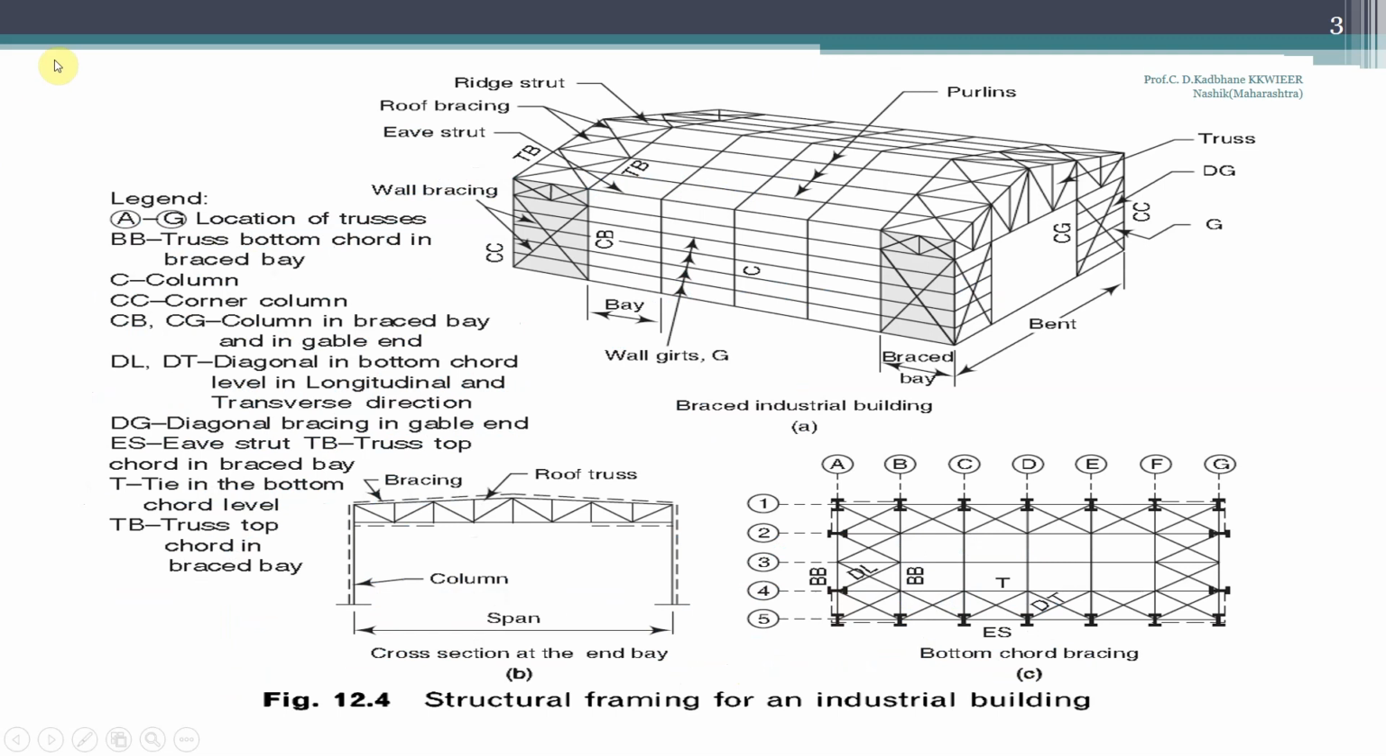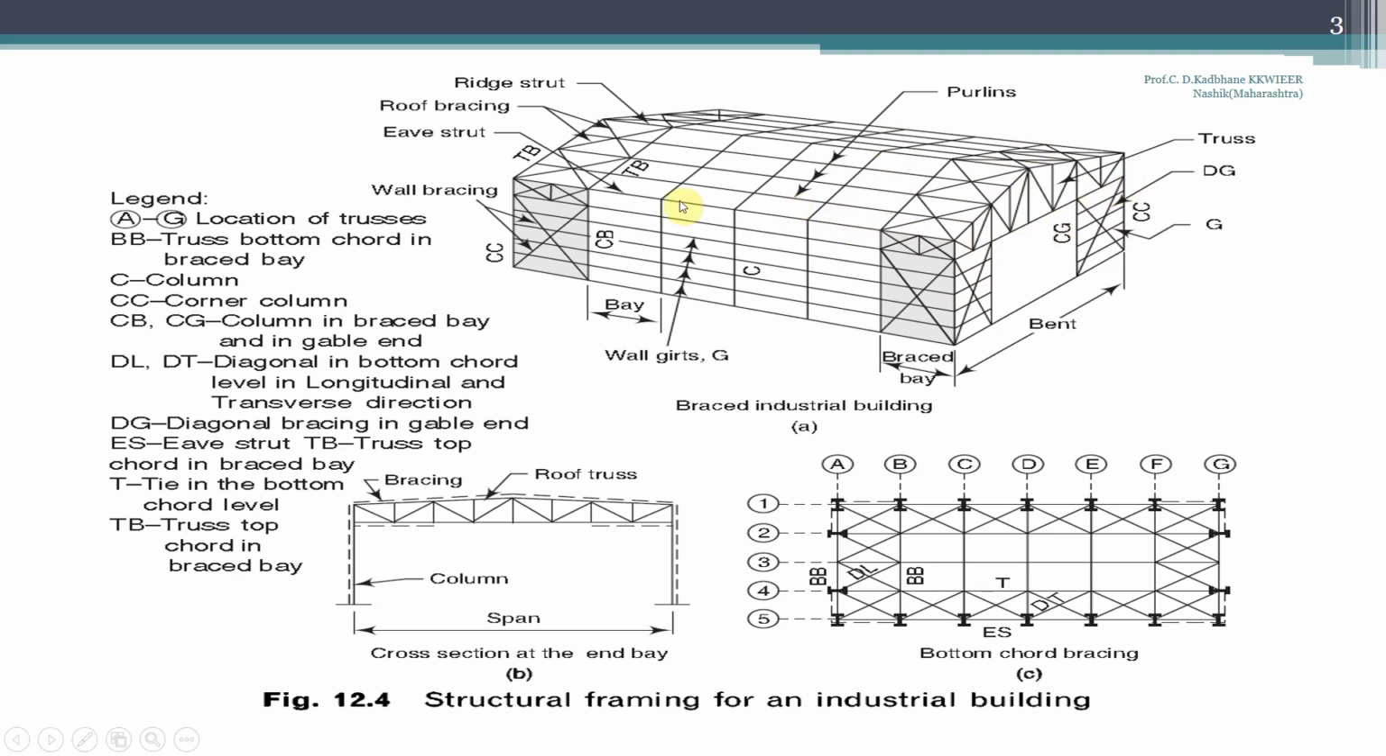Now this is the 3D view of an industrial or a steel roof structure. In this steel roof structure, this is the span of a truss. This is actually called a bent. A bent consists of a column, then a roof truss and another column. So this is called a bent. In this case, the top sloping portion is called the top chord, whereas the bottom main tie is called the bottom chord.